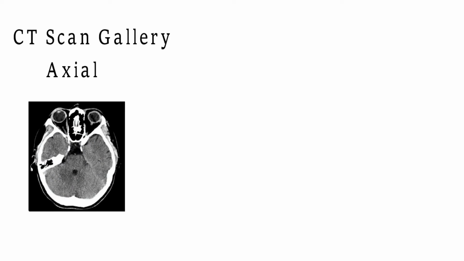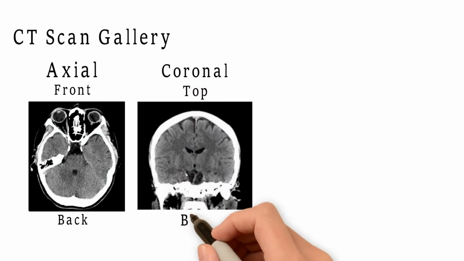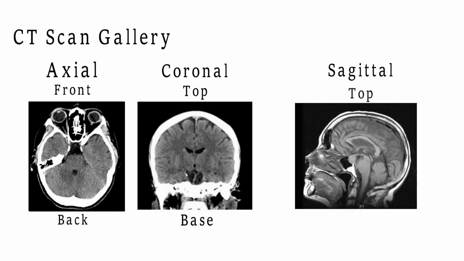Here's a normal CT scan in the axial view, slices are top to bottom. Coronal view, slice is from the front to back. And the sagittal view, slices are from side to side. The brain is easily seen, as well as the interface between the gray and white matter.